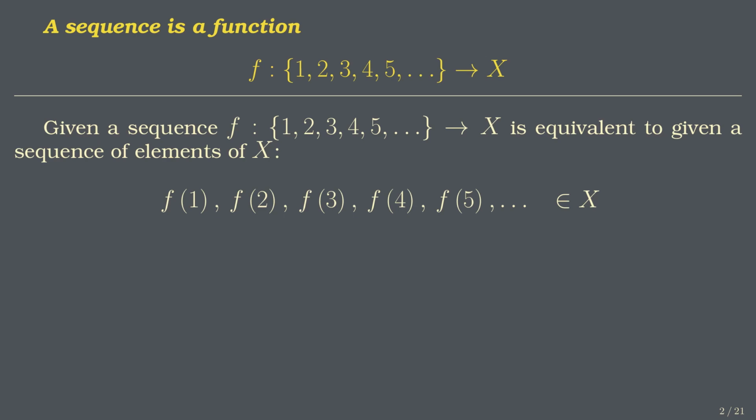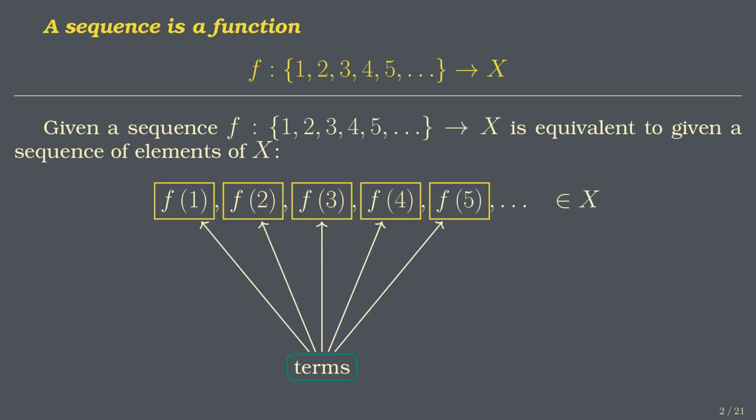using functions, meaning that you have to associate with each positive number n an element inside X that you denote by f_n. So for example, you associate 1 with f_1, 2 with f_2, 3 with f_3, etc. And this now actually looks like a sequence of elements in X. And we call these elements the terms of the sequence.